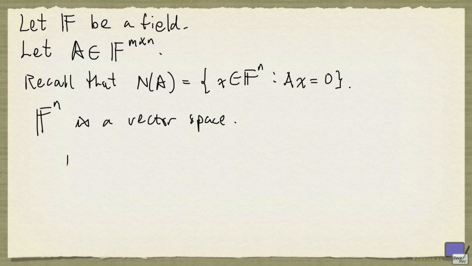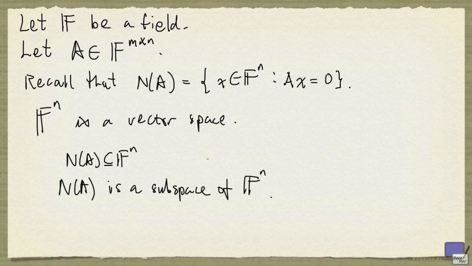Now, because N(A) is a subset of F^n, and both of these are vector spaces, we call N(A) a subspace of F^n. And we're going to define the notion of a subspace formally very soon. But before we do that, let's look at another example of a very common vector space, given by the set of all m by n matrices with entries in F, and scalars are from the field F as well. The zero vector in this vector space is the matrix of all zeros.